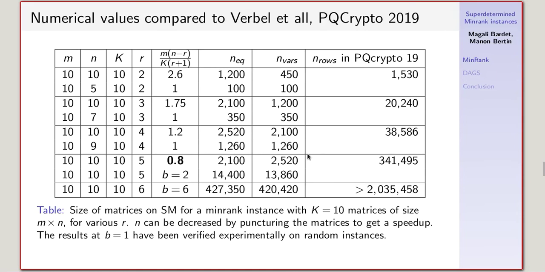To illustrate what I just said, here are some numerical values for 10 matrices of size 10 by 10, and we see that taking all the equations available at p equal 1, rather than just up to the first degree fall, really improves the solving, and we can reduce the computation to very small matrices, in particular when R increases. This is the effect of the Plücker coordinates.